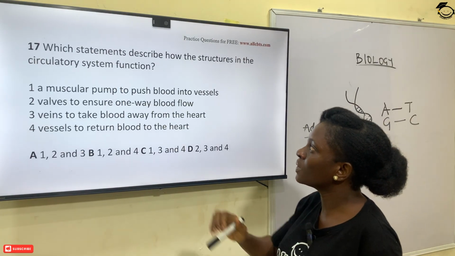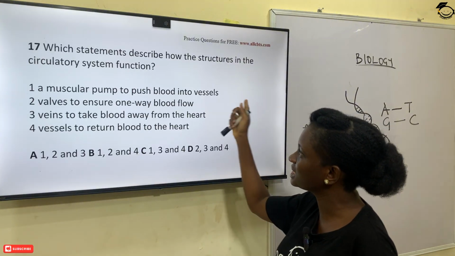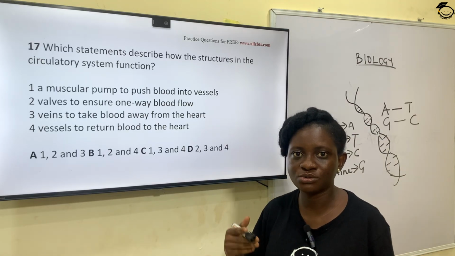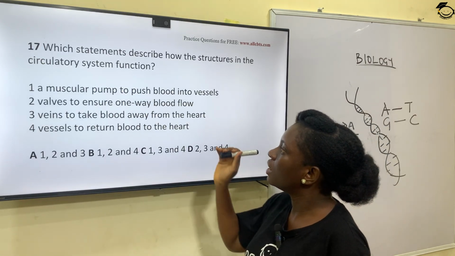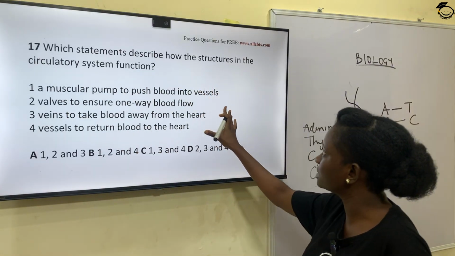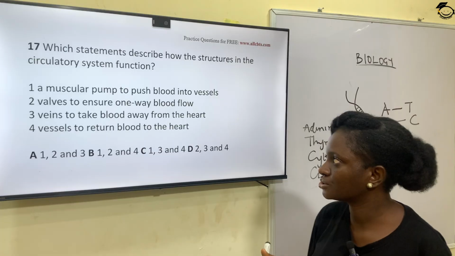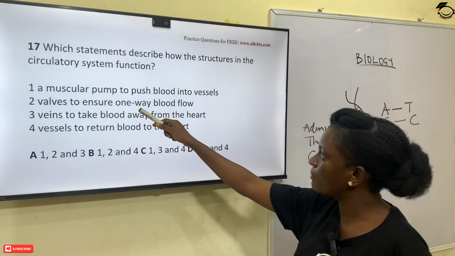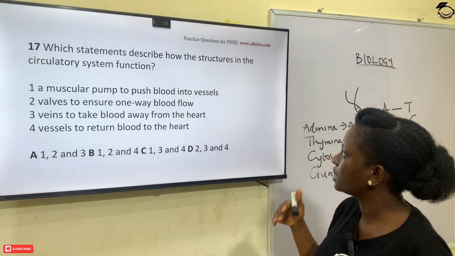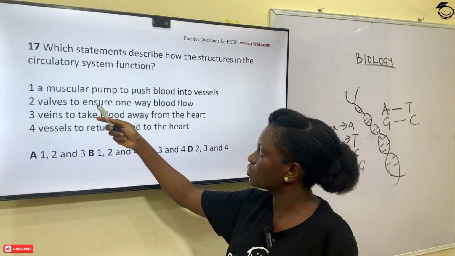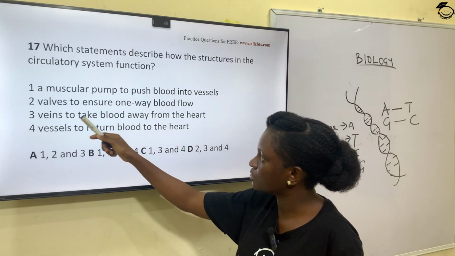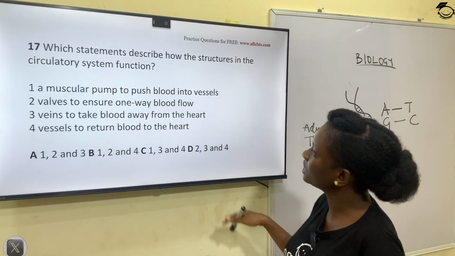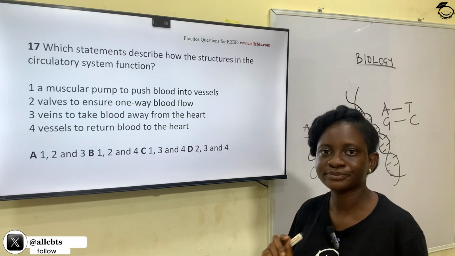Question 17. Which statement describes how the structures in the circulatory system function? Circulatory system has to do with blood flow. So we see which of these statements describe how the structures in the circulatory system function. From one, a muscular pump to push blood into vessels, then valves to ensure one-way blood flow, then veins to take blood away from the heart, vessels to return blood to the heart. So which statement's flow is correct?